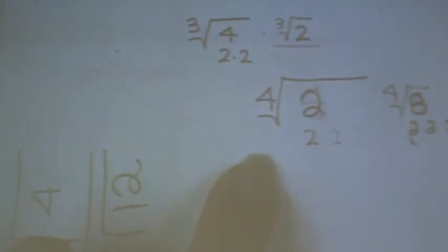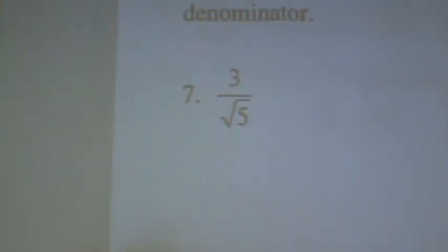Okay, so you're looking to get rid of your radical in the bottom. So let's do some examples. These are the examples that I want. Some are easy and some are not. So look at number 7. It starts off easy and then they get hard. Number 7 is easy.